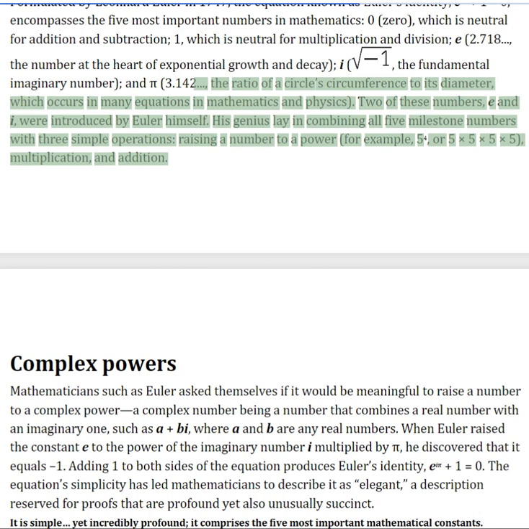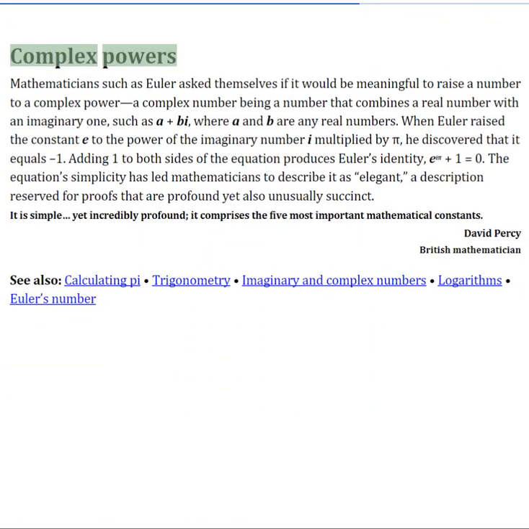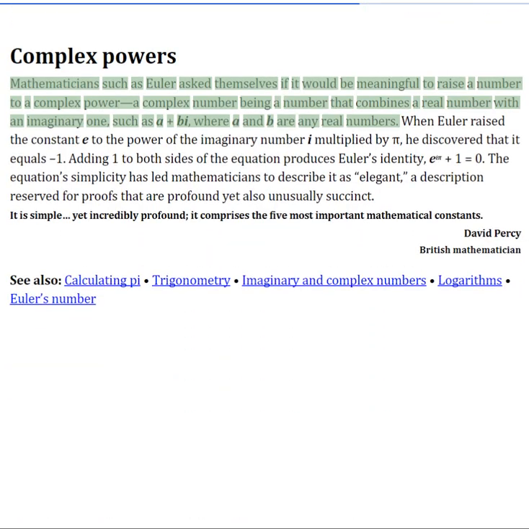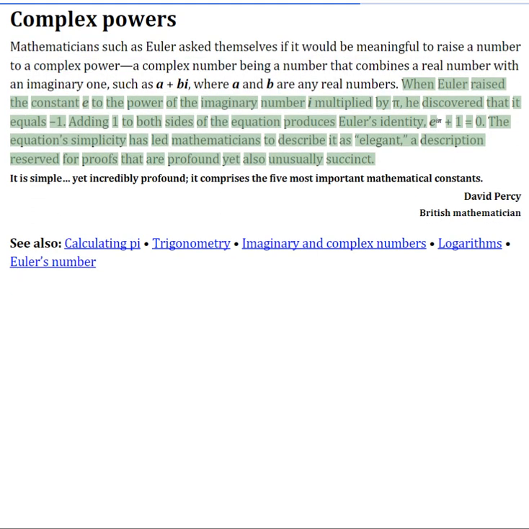Complex powers. Mathematicians such as Euler asked themselves if it would be meaningful to raise a number to a complex power, a complex number being a number that combines a real number with an imaginary one, such as a + bi, where a and b are any real numbers. When Euler raised the constant e to the power of the imaginary number i multiplied by pi, he discovered that it equals -1. Adding 1 to both sides of the equation produces Euler's identity, e^(iπ) + 1 = 0.